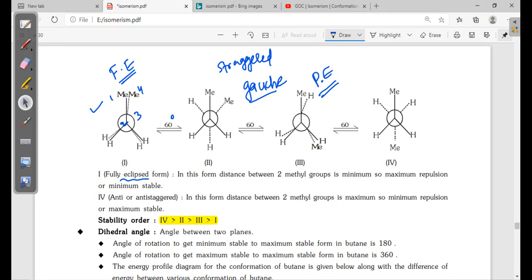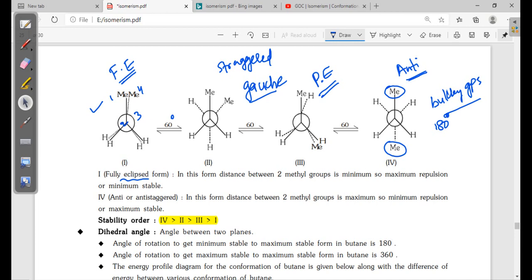Staggered already came, so another name for this we can say is anti. Fully staggered I can say is anti. Anti means the bulky groups are at maximum distance, quite opposite, at 180 degrees. This is one type of staggered only, but of the two staggered forms, it is completely the anti position. So that is anti-staggered, or only anti.